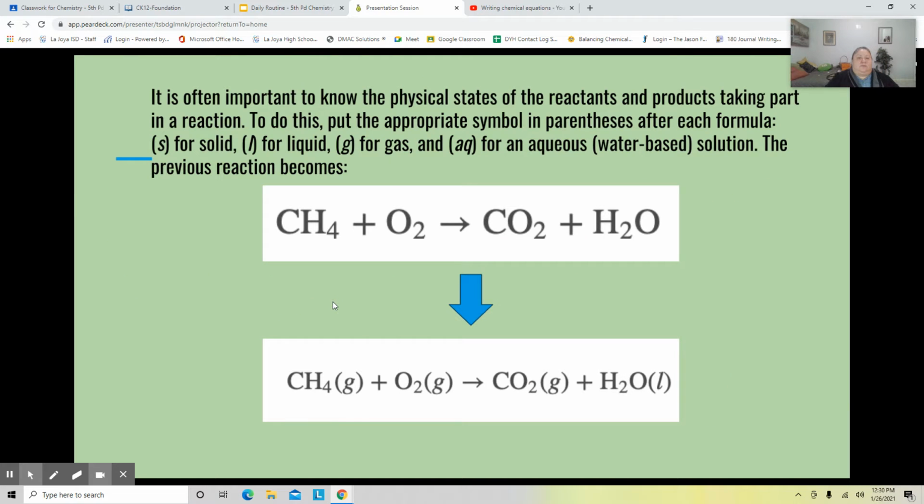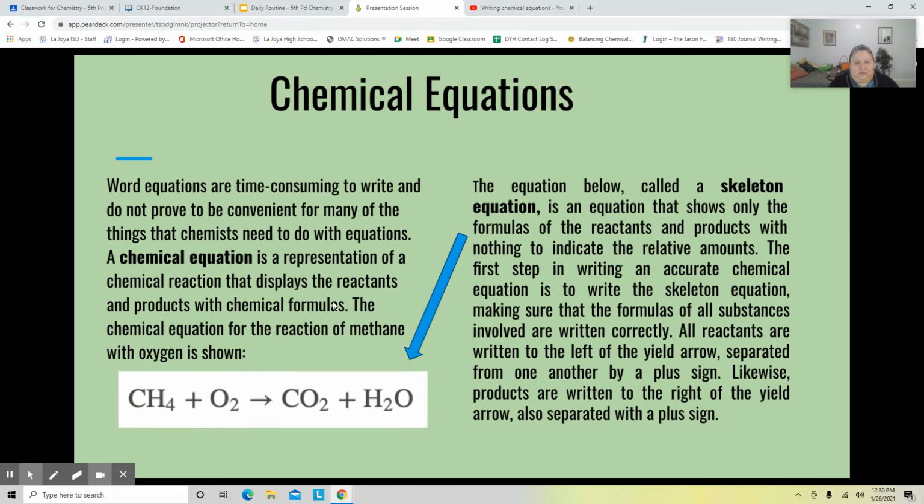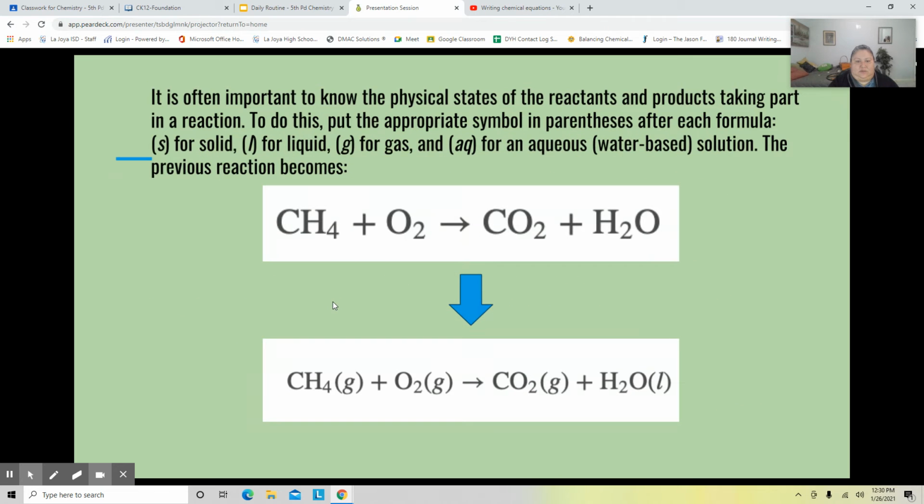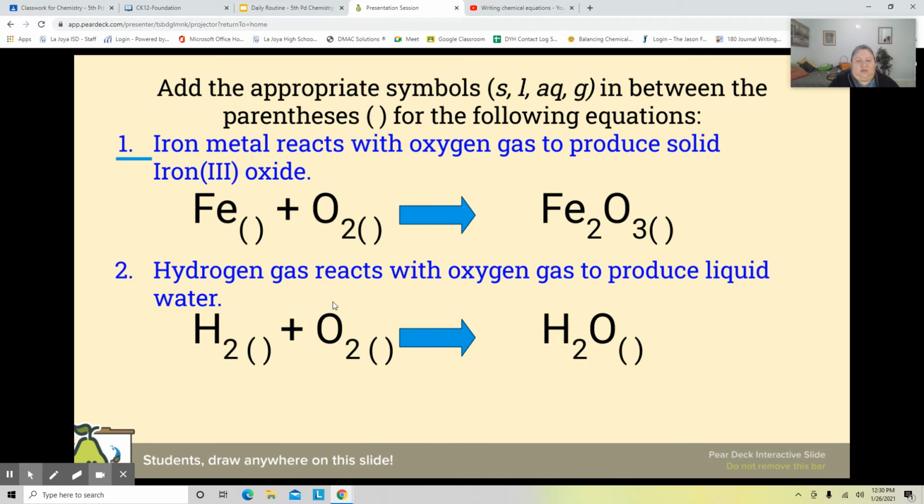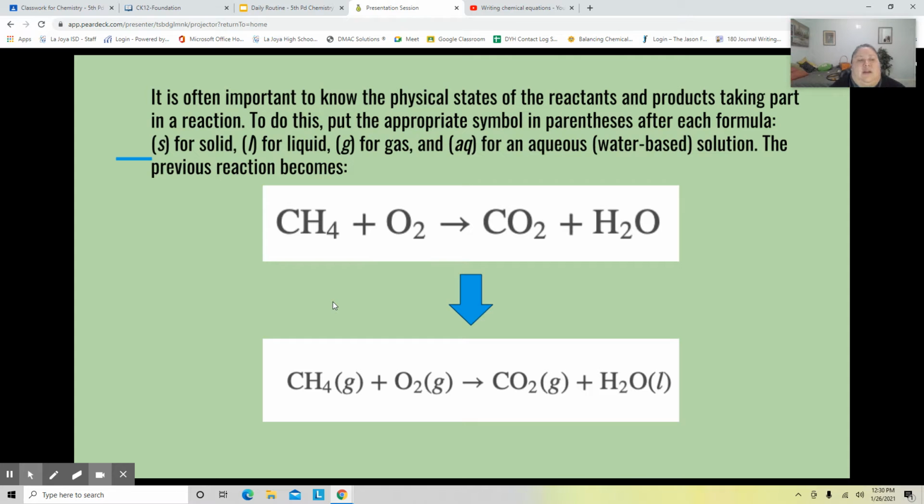It is often important to know the physical states of the reactants and the products in a... hold on, did I skip something? I feel like I skipped something. Okay, it's next. Okay, here we go.